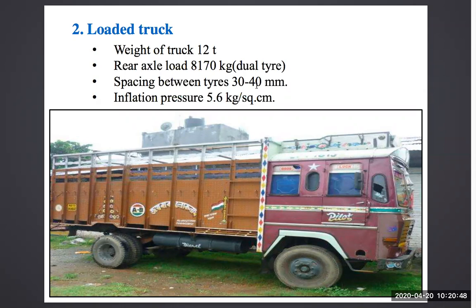Okay, and the spacing between these two tires is usually 30 to 40, and pressure is also a very important thing which should be taken care of, and it should be 5.6 kg per centimeter square. Or in general, if you see some of the foreign textbooks, it will be mentioned as 80 psi. 80 psi stands for 80 pounds per square inch.